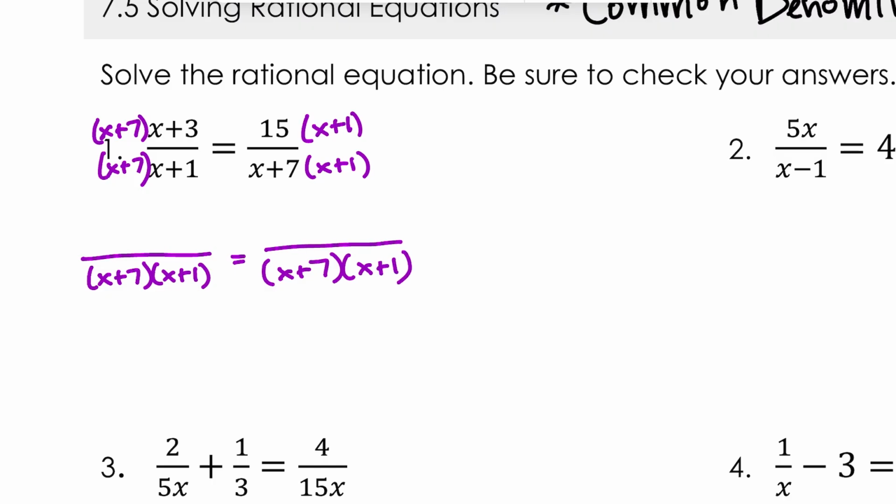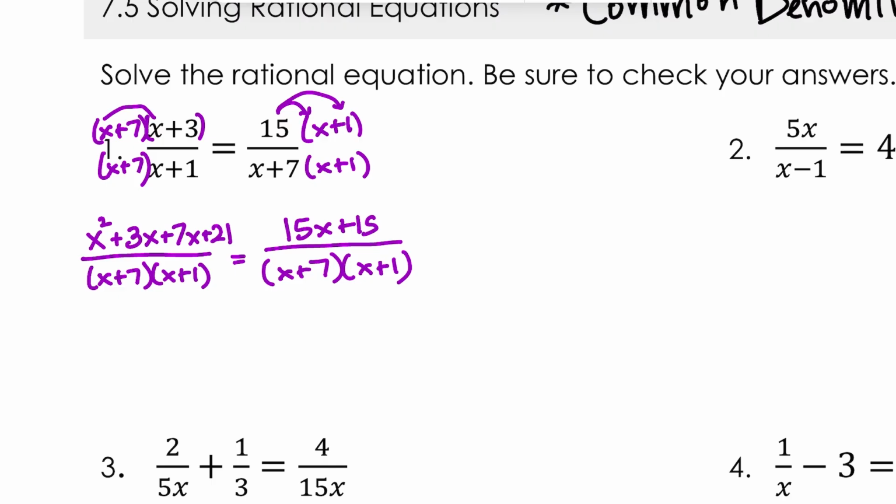So here on the left side, I have that x plus 7 times the x plus 3, and I need to distribute that, kind of FOIL it out. So I have x times x, x times 3, 7 times x, and 7 times 3. And then on the right side, I have the 15 times the x plus 1. So I need to distribute that, 15x plus 15.